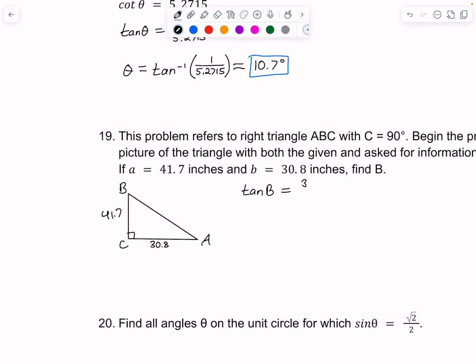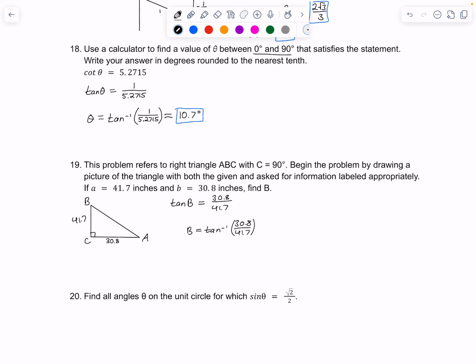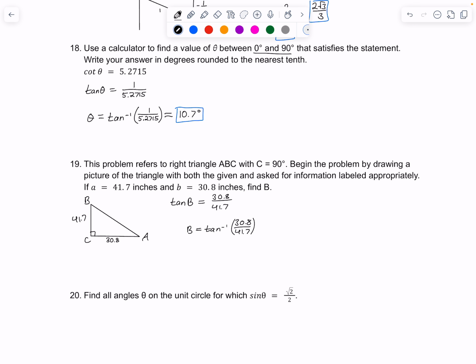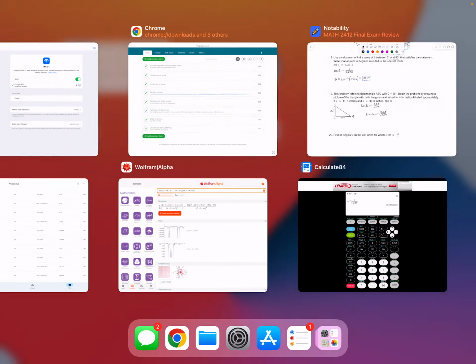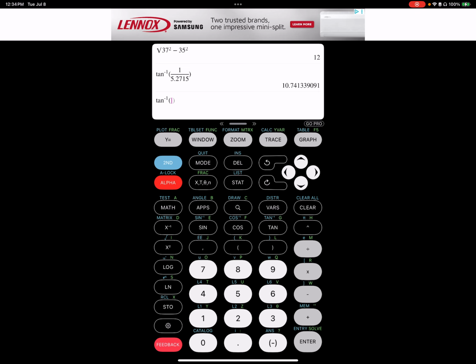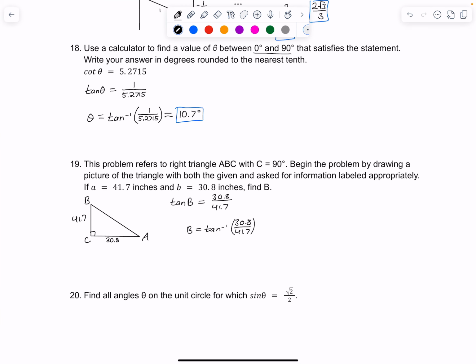The tangent of B is the opposite over the adjacent, which means that B is going to be equal to the inverse tangent. We don't have to think of other possible values because I know B is acute. And since it's acute, it's definitely in quadrant 1. So I can just put in my calculator, inverse tangent 30.8 over 41.7. That will give me 36.44 degrees. Doesn't tell me what to round to, so I'm just going to put 36 degrees.